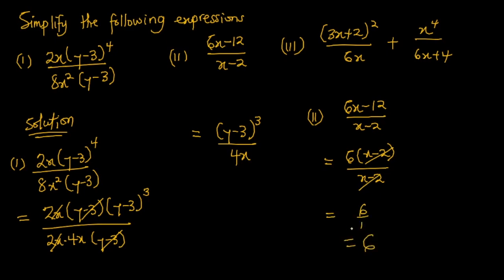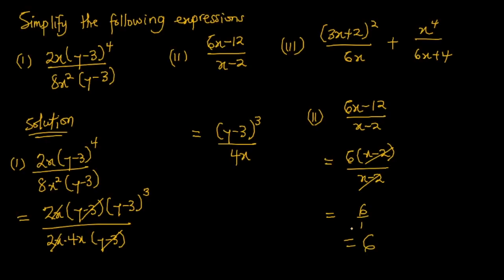Alright, so let's have a look at how we simplify the last expression. You can see it over here. This is our last expression. So let's go ahead and look at that. We have (3x plus 2) squared on 6x, multiplied by x to the power 4 on (6x plus 4).